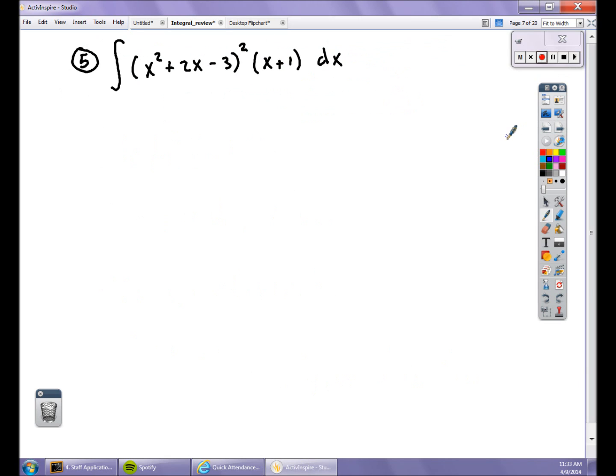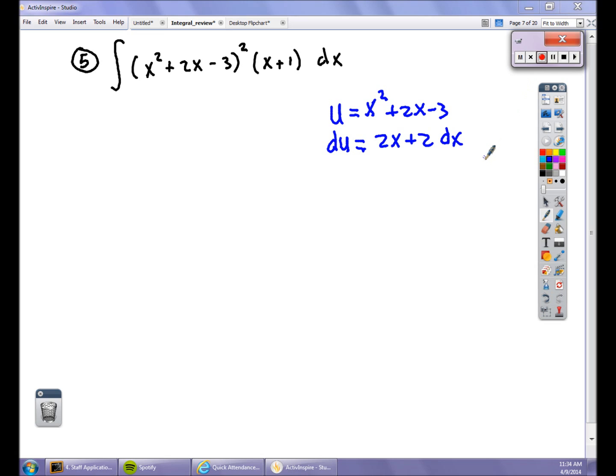Question number 5. Please integrate the following. If you needed a hint, I'm going to let u equal the following trinomial. Now take the derivative, hit pause, and see if you can't get any further if you didn't know what to do for the first step.